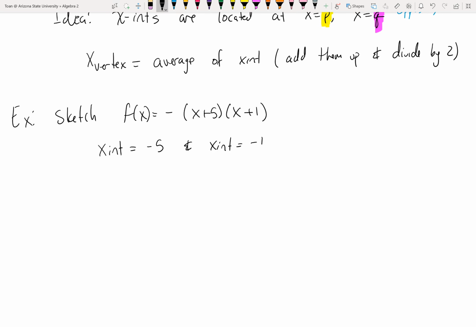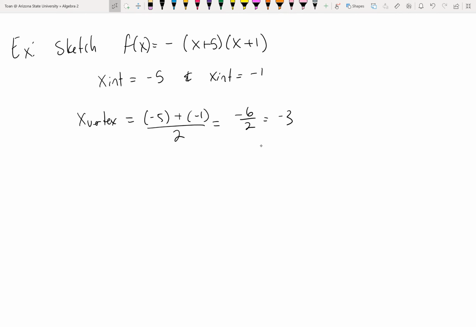So once I have the two x-intercepts, I know that the x-coordinate of my vertex will be the average of them because I know the vertex will always be right smack dab in the middle because parabolas are symmetric. So if I add these two together and then divide by 2, that gives me negative 3. Once I have the x-coordinate of the vertex, I can make an xy table starting with the vertex and then just plug in x values that are close to it. Say, negative 4 and negative 5.